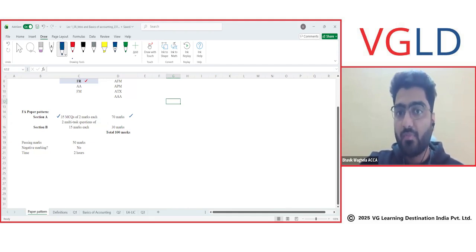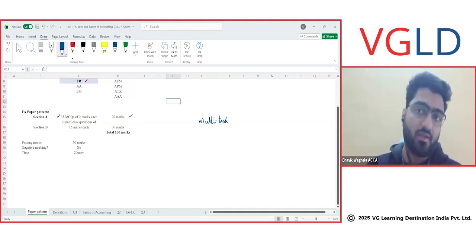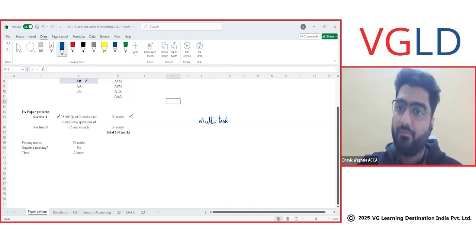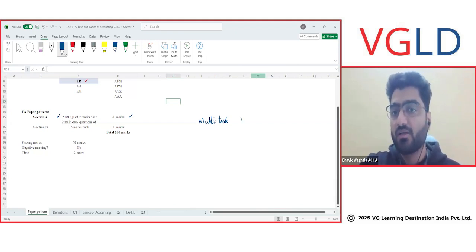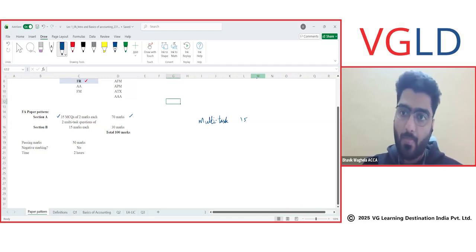And these will be multitask questions. What I mean by multitask questions is they will give you a case scenario and there will be multiple tasks to be performed. Now there will be two such questions, and each question will be of 15 marks. Okay, everyone? So entire paper is objective, nothing subjective. Okay, perfect. So total is 100 marks.